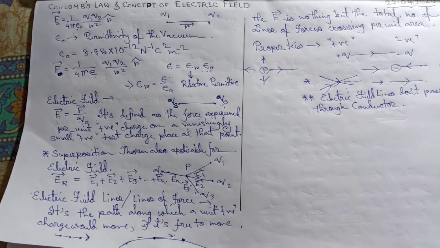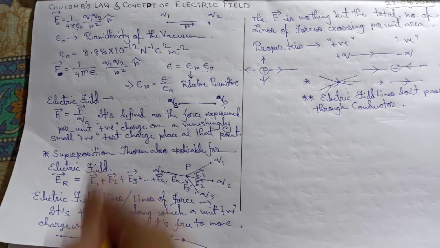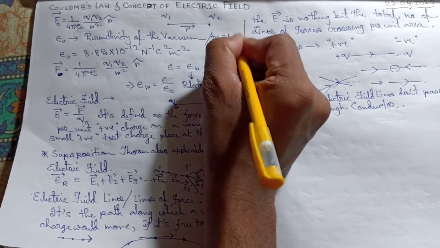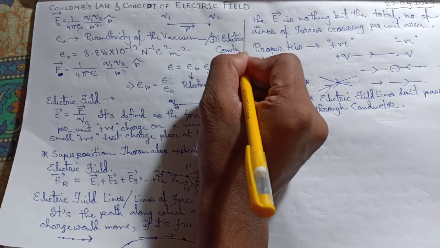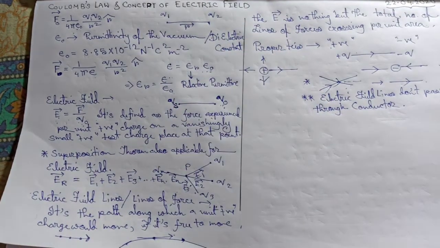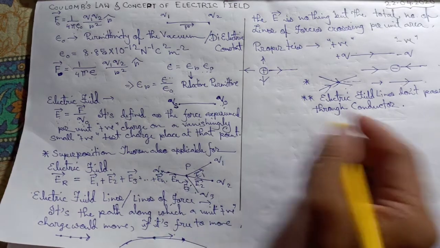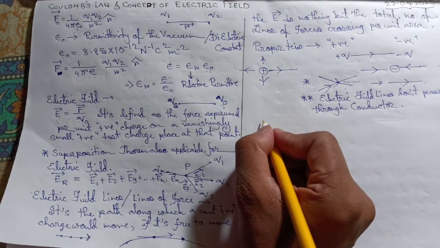Then we will discuss permittivity or dielectric constant. For vacuum, it is also called the dielectric constant. This part we will discuss in detail in a later chapter. Yes, two more important properties.